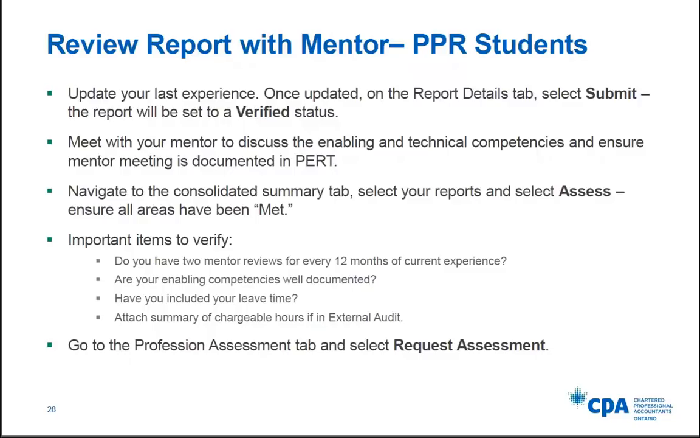Before you submit your profession assessment, you should navigate to the Consolidated Summary tab, check off all the reports, and click Assess. This summary will show you if all the requirements have been met. Then you should submit your profession assessment. Choose completion as the reason for your assessment. Please note that every time you submit a profession assessment or you make changes after the reviewer has done their initial review and you resubmit your assessment, it takes CPA Ontario 4 to 6 weeks to process that assessment.